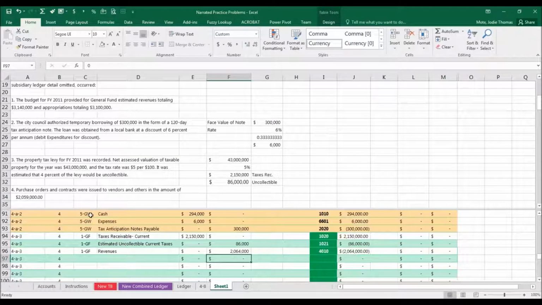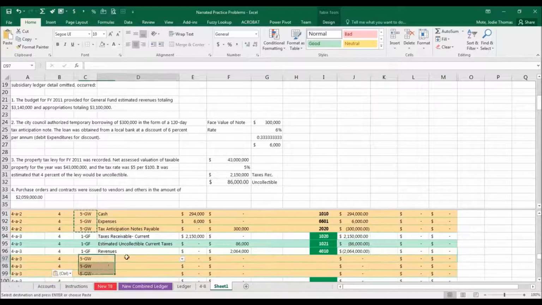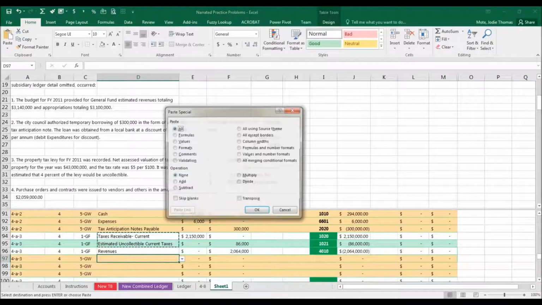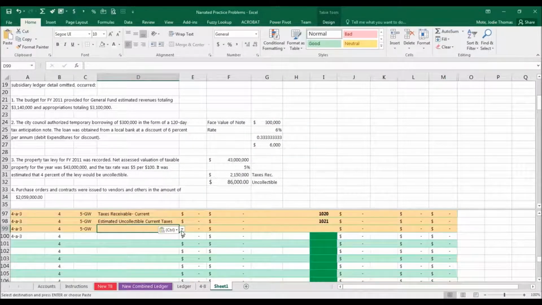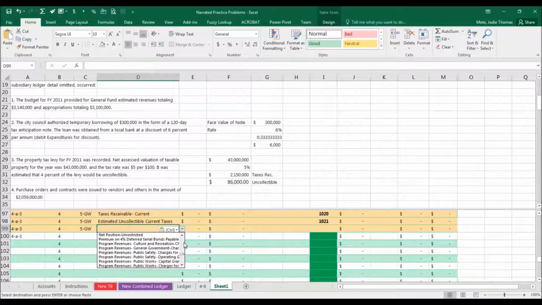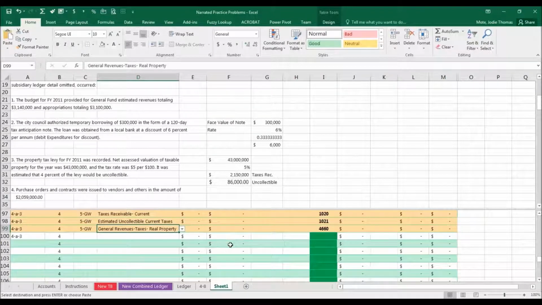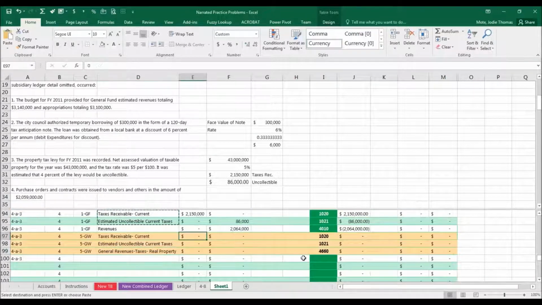Basically, there's not going to be any difference in the government-wide side of the entry either. So you're going to go here and let's copy these two down, because the only difference is going to be the title of the account. And so real property taxes, here we go. General revenues, real property taxes. Again, you're getting a little more specific on the government-wide side.